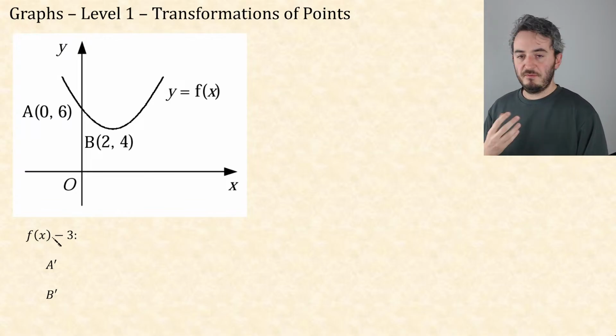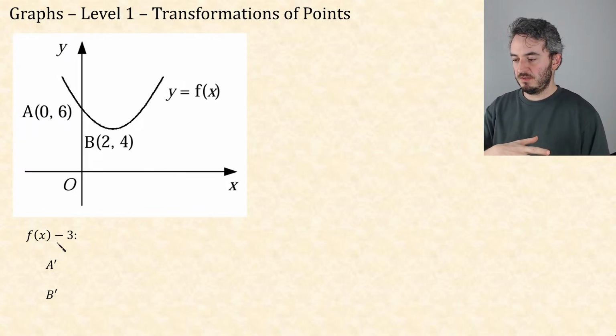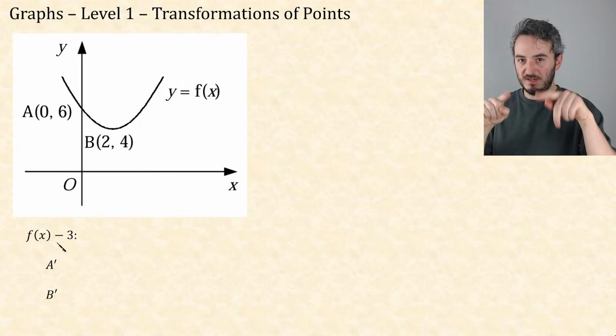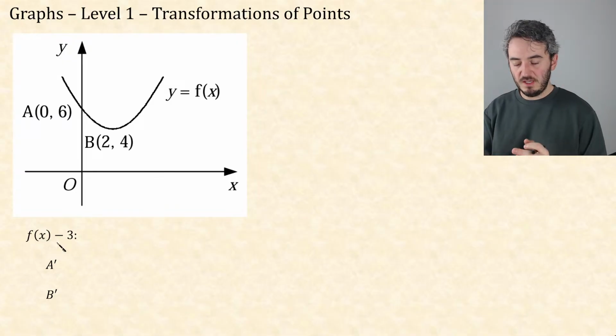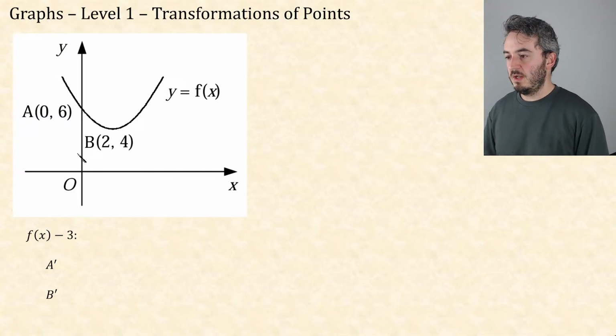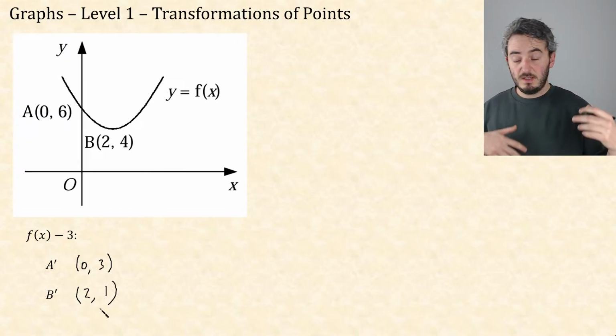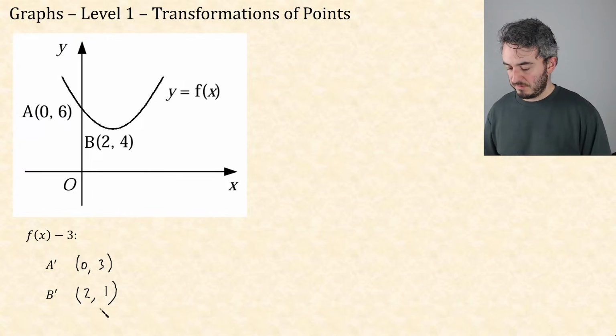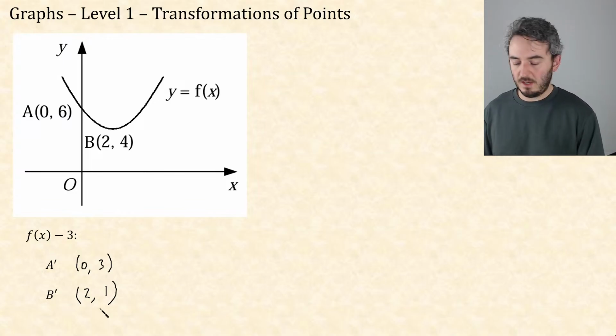So f of x minus 3 is outside the bracket. So that is one of these. It's affecting y values, and it's taking us 3 units down as expected. So A here is going to drop down to 0, 3. B here is going to drop down, the x value stays the same, the y value drops down to 1. As always, if you've got questions, do just put them in the chat. I can see the chat over there, and I'll try to notice if people ask questions.